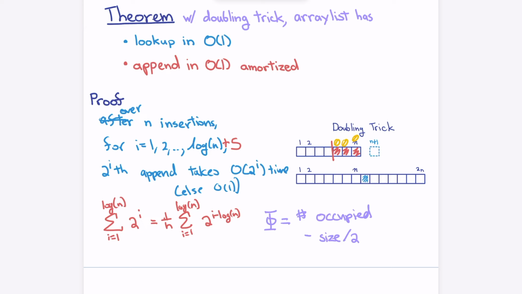over 2. Good. So here, imagine I had drawn 8 instead of 7. Okay. So here you're going to have 8 occupied minus 4, which is the size over 2. So you have potential 4. And then you're going to go down here, we're going to go to 16, and 8 will be occupied. And so you get 8 minus, yeah.